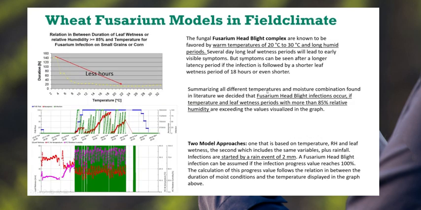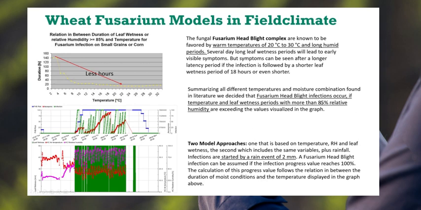The Fusarium models in Fieldclimate are really twofold, but they work on similar principles. In much of the literature, it's been shown that warm temperatures, 20 to 30 Celsius, and long humid periods, which can be defined by things like relative humidity above 85%, such as in this graph, or leaf wetness periods, how long the leaves are wet, will impact the development of this particular disease. What it's saying essentially is that with warm temperatures, you need fewer hours of high humidity or leaf wetness for the development of the disease.